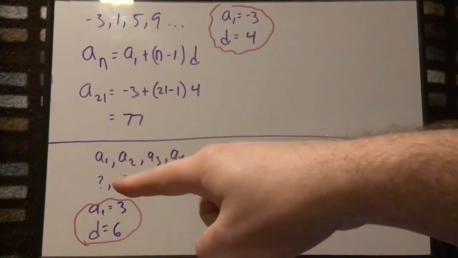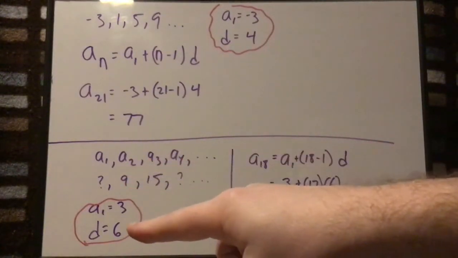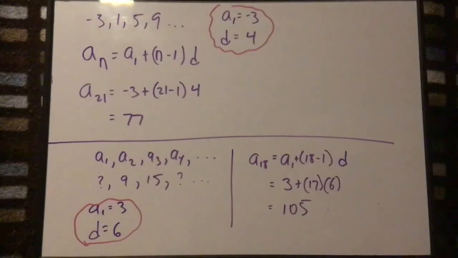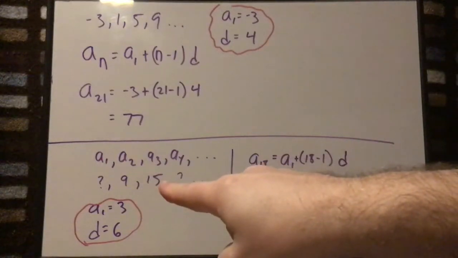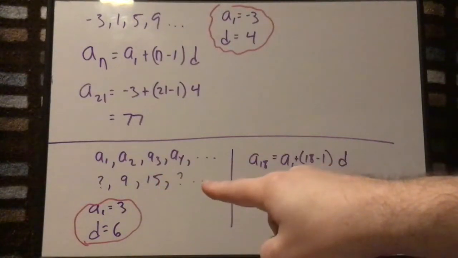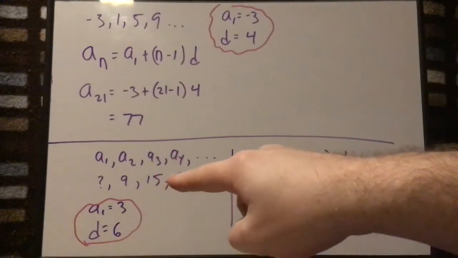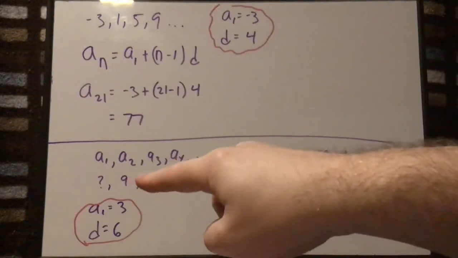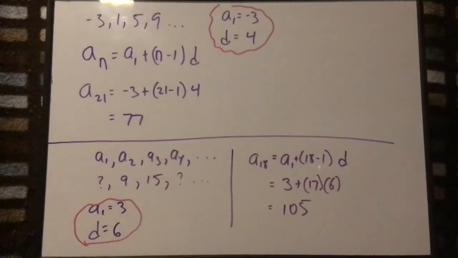If you do 15 minus 9, the common difference is 6. What's the first term? Well, in this case, you can basically work backwards and get it. If this is 15, you'd have to go up by 6 to get the next one, but you can go backwards by 6, subtract it off again, and your first term is 3. Once you know the first term and the common difference, you can find the 18th term.